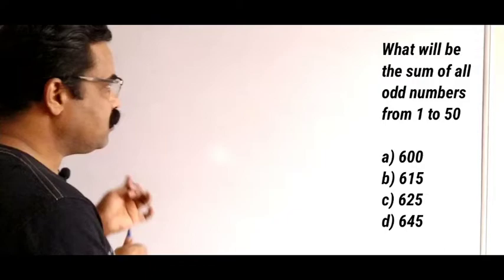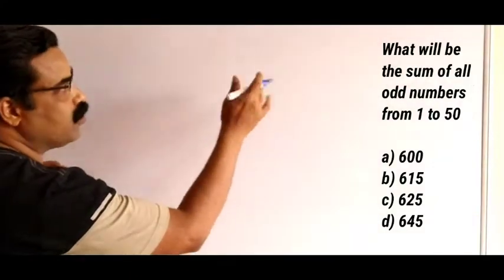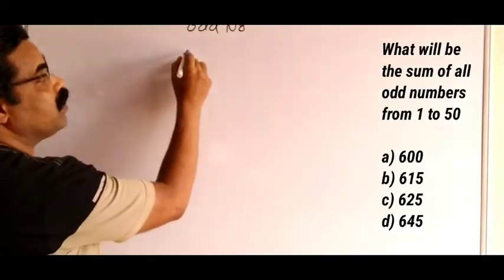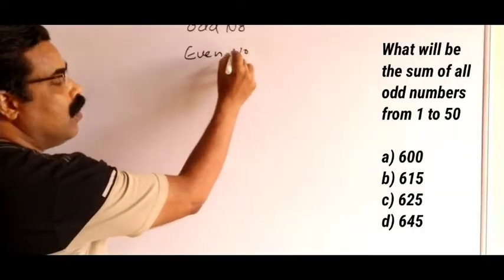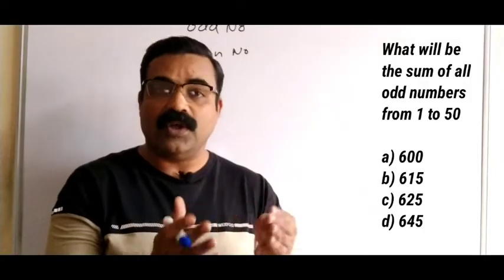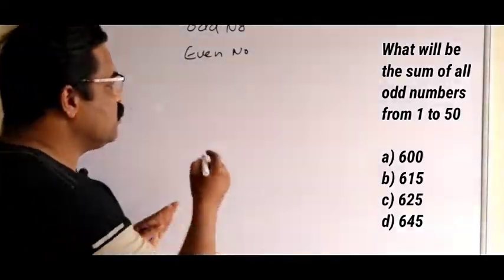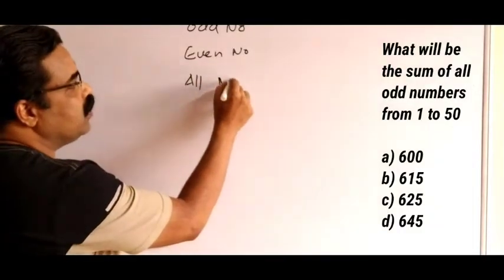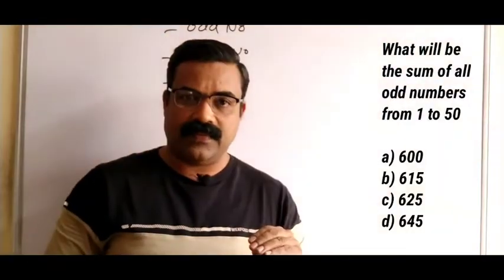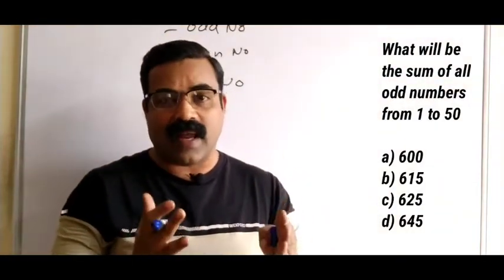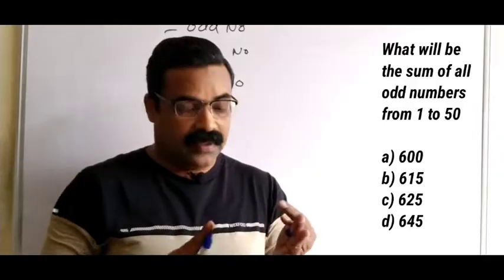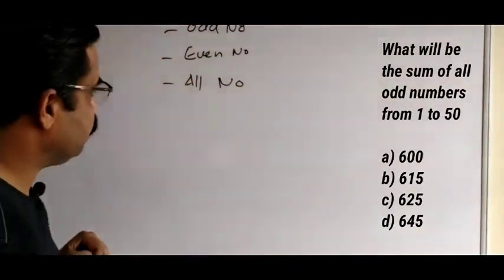Okay. So now we have a concept here. This particular question is about odd numbers. Or in the next question, it can be about even numbers. Or in some questions, it is asked, find the sum of all numbers from 1 to 50 or 1 to 100. So I am dividing this type of questions into three parts: odd numbers, even numbers, and all numbers. One by one, let us see how to crack this type of questions.